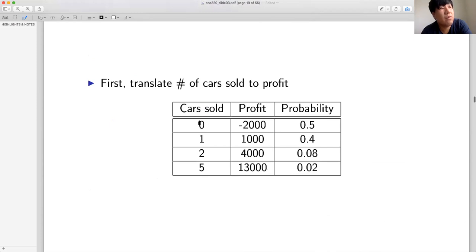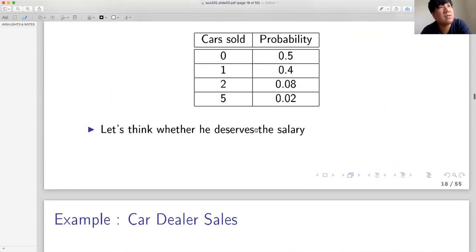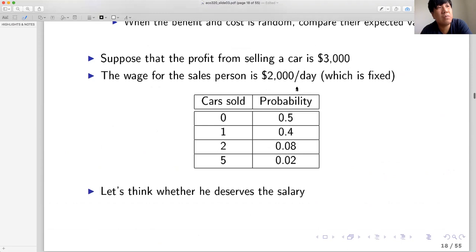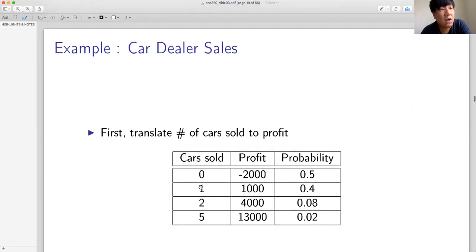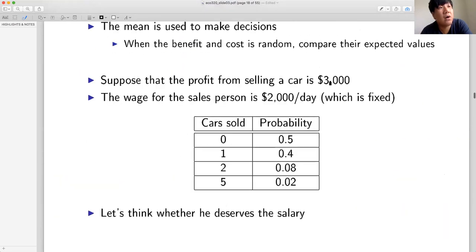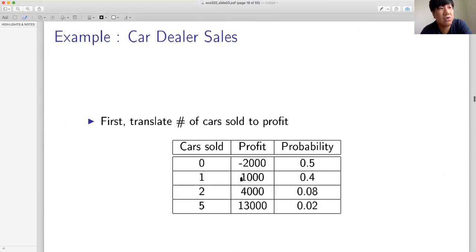So for example, if we are selling 0 cars, what is your profit? It's negative 2,000. Why negative 2,000? Because you are selling 0 cars, but you still need to pay 2,000 bucks. How about when you are selling 1 car, what is your profit? It's 1,000. Why? Because when you are selling 1 car, you earn 3,000, but you are paying 2,000, so 3,000 minus 2,000 is 1,000. Similarly, you can fill out these numbers, and these are the probabilities.